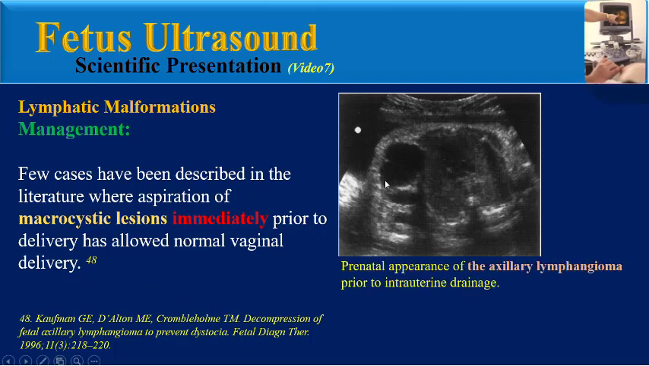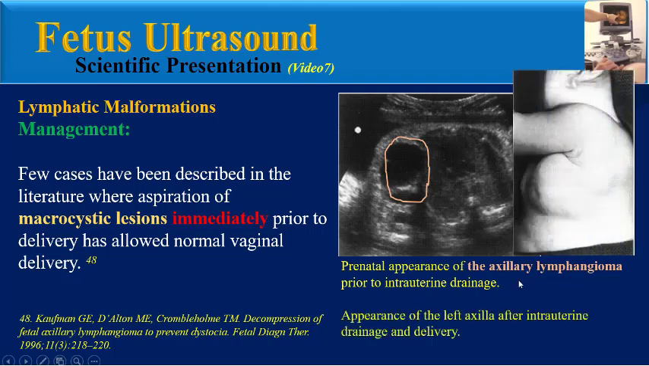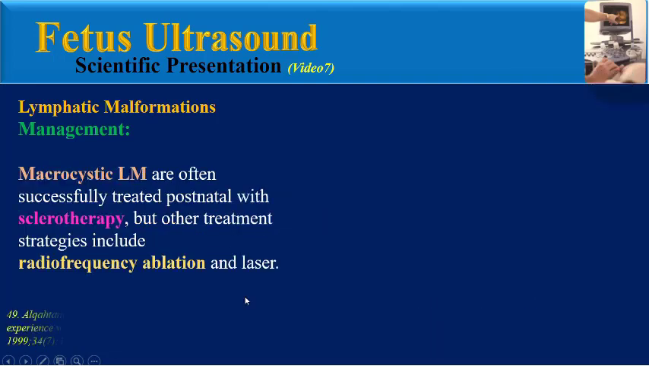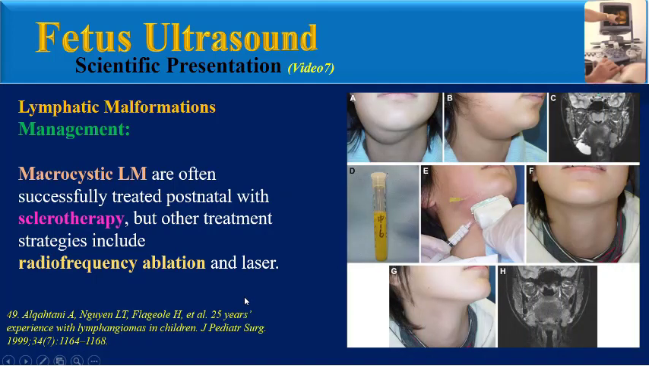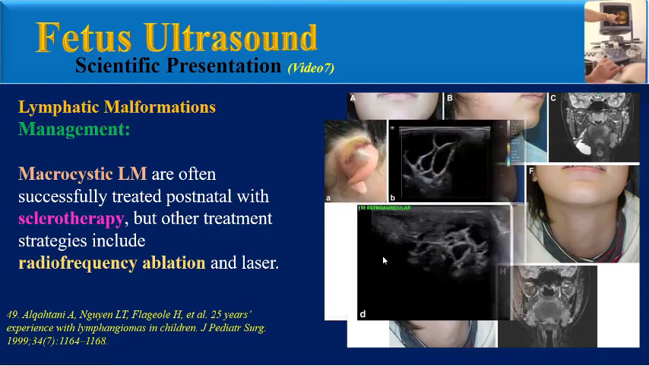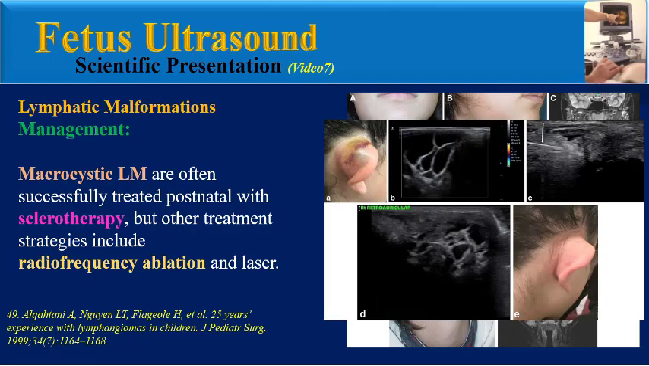vaginal delivery. This ultrasound image shows prenatal appearance of the axillary lymphangioma prior to intrauterine drainage. And this is the appearance of the left axilla after intrauterine drainage and normal vaginal delivery. Macrocystic lymphatic malformations are often successfully treated postnatally with sclerotherapy, but other treatment strategies include radiofrequency ablation or laser therapy.